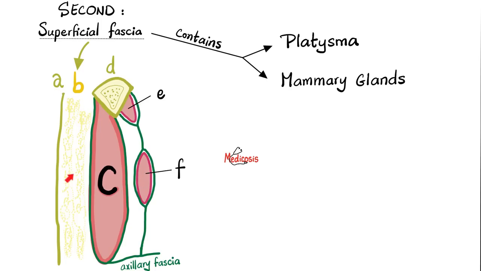Underneath the skin, we find the hypodermis, also known as the superficial fascia, which contains the platysma muscle. Here is a muscle within the fascia, or a muscle within the fat, and the human breast. The mammary glands are part of the superficial fascia, which means that the human breast lies in front of, or anterior to, or on top of the pectoralis major muscle.